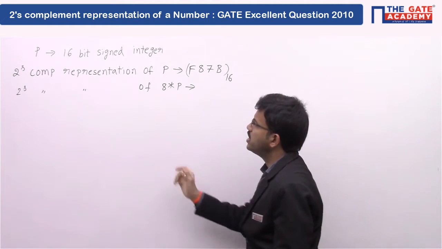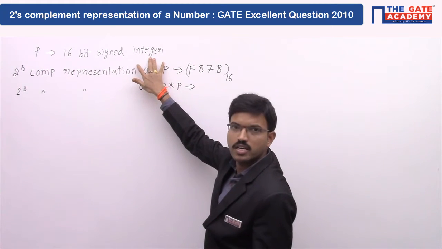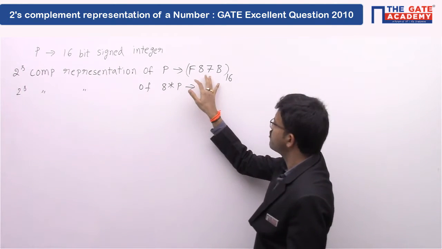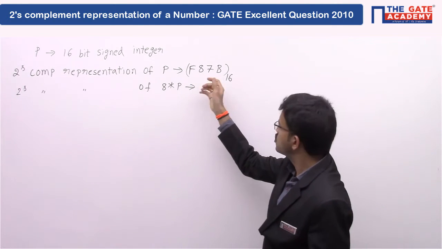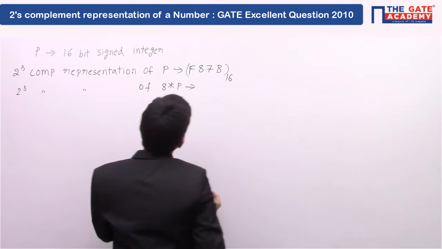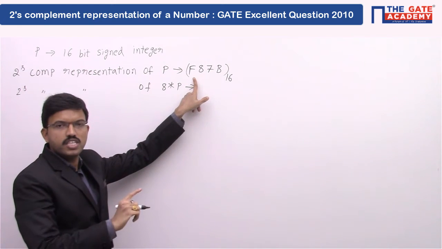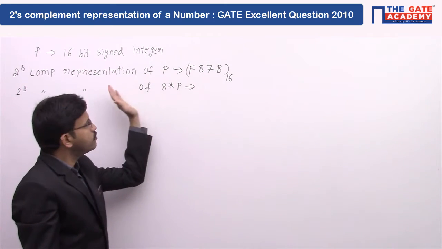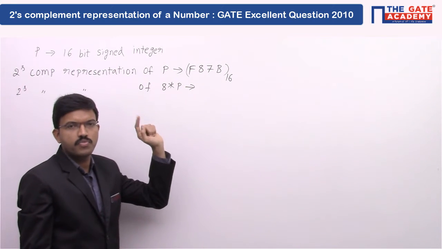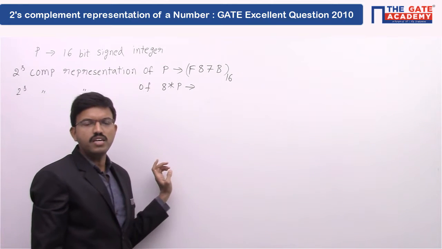So here P is a 16-bit signed integer. He has represented that number in 2's complement form as F8 7B base 16. So we have to convert this hexadecimal number into binary. Just observe this digit F. F is nothing but 4 ones. The leftmost bit value is 1. That means the sign bit is 1, which is nothing but P is a negative number.